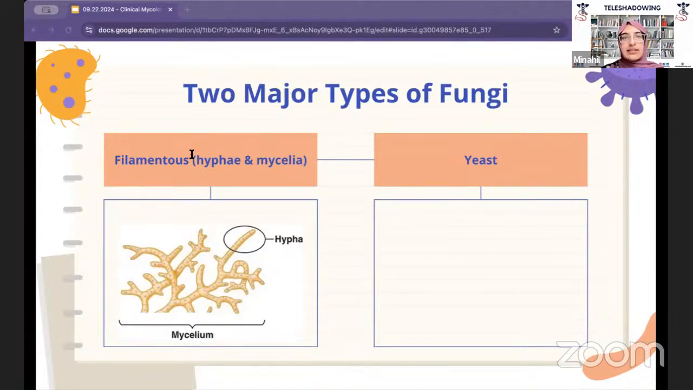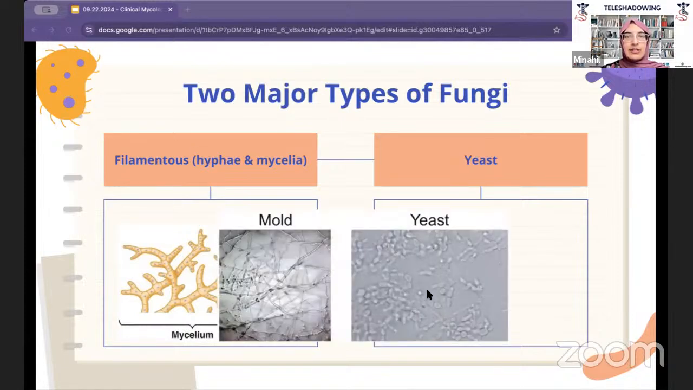There's filamentous and yeast. So filamentous fungi have hyphae, and basically a bunch of hyphae together form a mycelium. So that's just one thing to remember. And then a bunch of mycelium make up something called a mold. I just wanted everyone to understand that. Here you can see there's a mold on the left, and then yeast looks a little different on the right. So a bunch of hyphae make up collectively a mycelium.